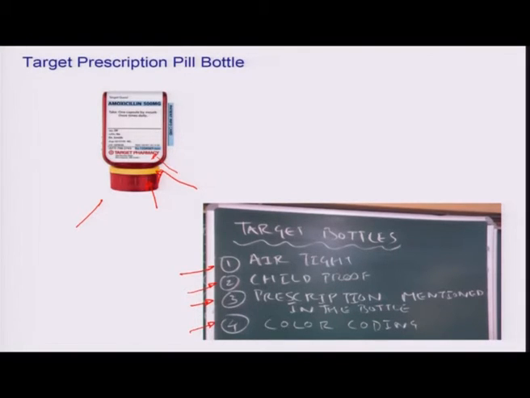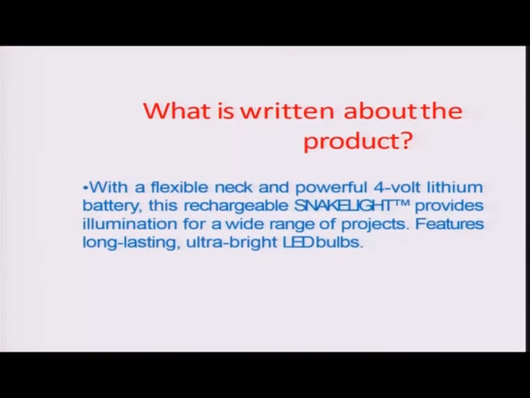So, in this product description, it appears that the capture of the audience is towards the basic usability needs associated with some features which are innovatively mapped onto the product. When we look at the catch lines which these companies have for their products, for example, for the Snake Light from Black & Decker, the catch line is that with a flexible neck and powerful 4-volt lithium battery, this rechargeable Snake Light provides illumination for a wide range of products.